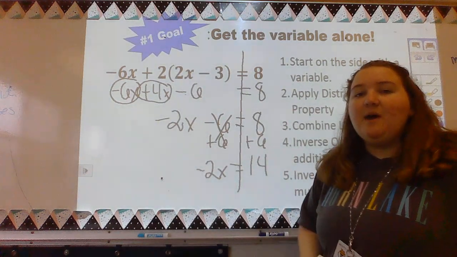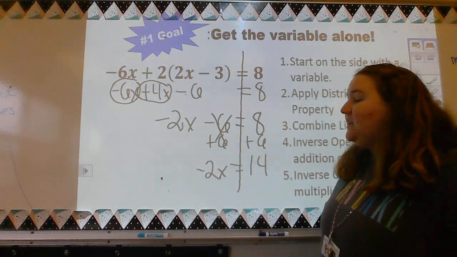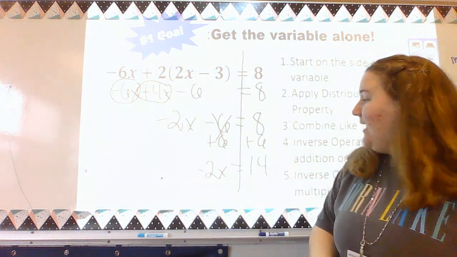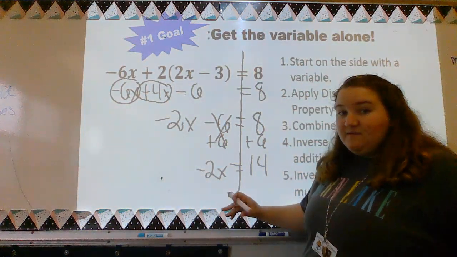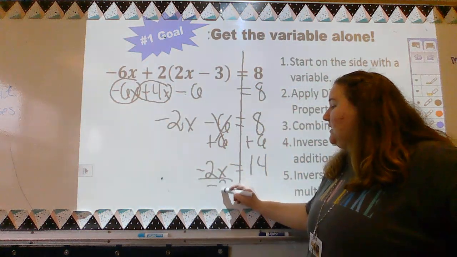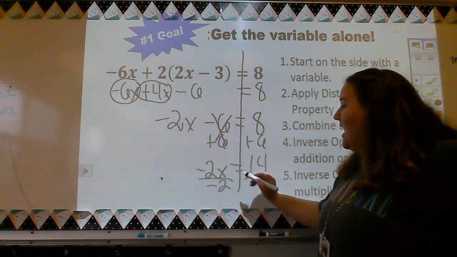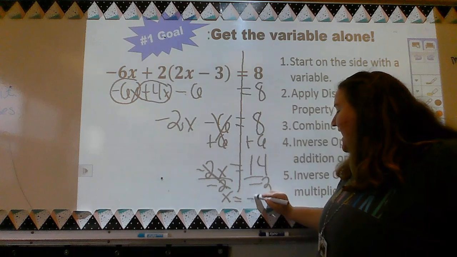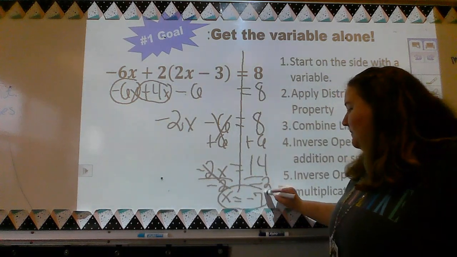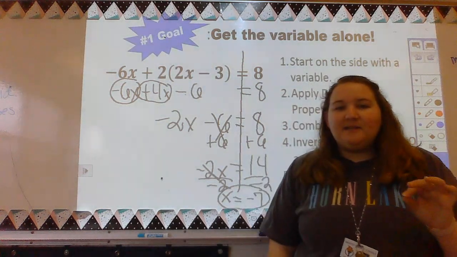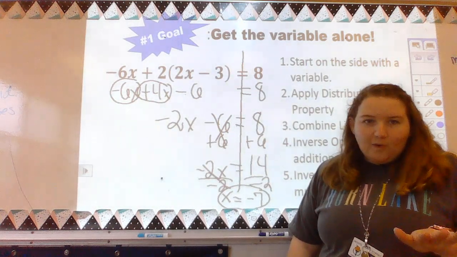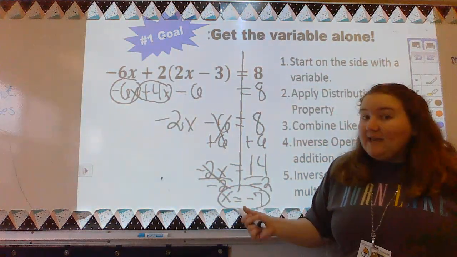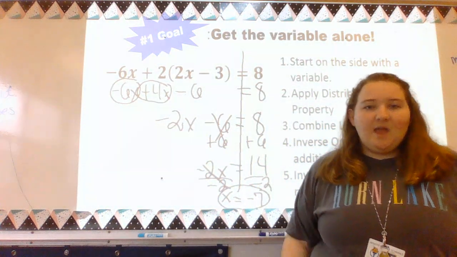I'm going to undo division and multiplication, so negative 2x is the same thing as negative 2 times x, okay? So the opposite of multiplication is division, and I'm going to divide by negative 2 on both sides. Cancels. I have x equals negative 7. Okay, one of the biggest mistakes a bunch of people are going to make is to say, oh, x equals 7. No, x equals negative 7. Remember, 14 divided by negative 2 is negative 7.